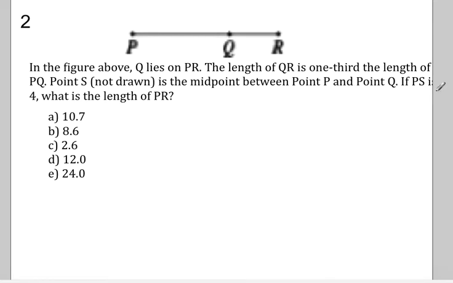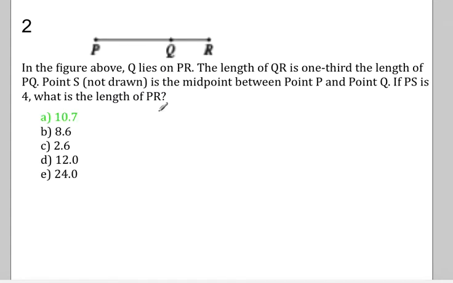Okay, this says PS is 4. What is the length of PR? When you do this one out, you should get an answer of A, 10.7. So you have Q lies on PR, and the length of QR is 1/3 the length of PQ. So one way you could do this is you could just say, okay, if QR is going to be x, then PQ is going to be 3x. Or you could have said PQ is x and then QR is 1/3 x. It wouldn't make any difference. Or there's other ways to do this too, but this is the way that I did it.